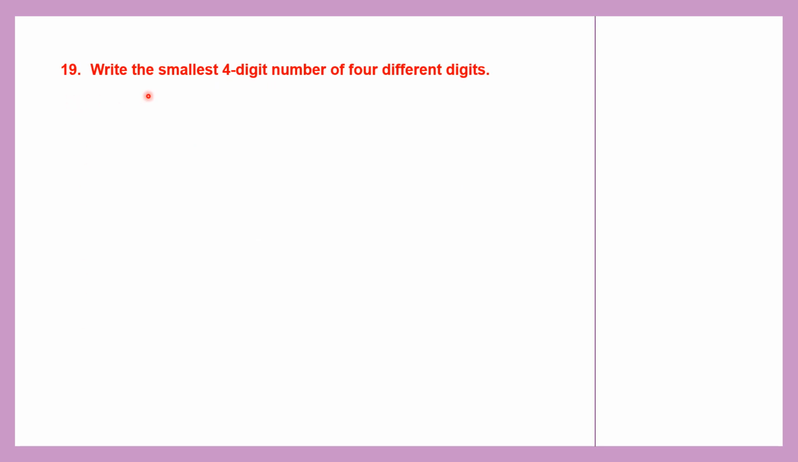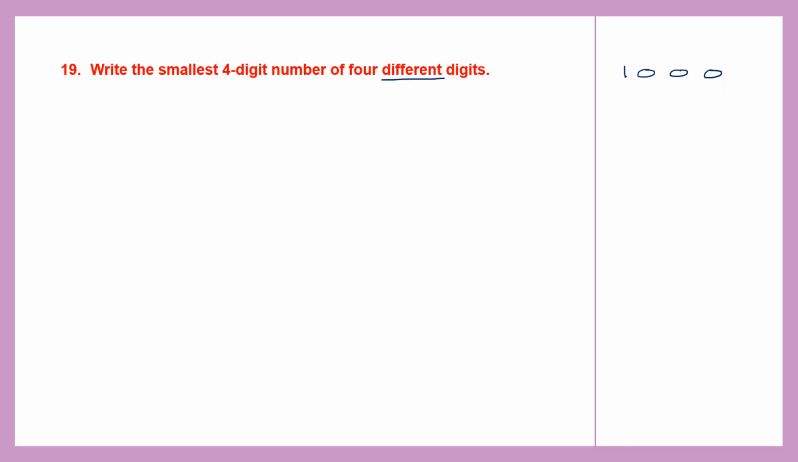Question 19. Write the smallest four-digit number of 4 different digits. Now this point is very important, so you must read your question completely. If you simply take the smallest four-digit number, it is 1000. But here the question says clearly the digits should all be different. That means I cannot have 3 zeros here. I can have 1 zero, but I cannot have 3 zeros.